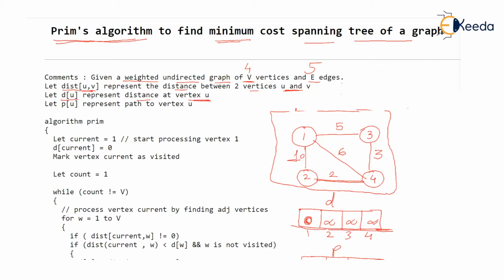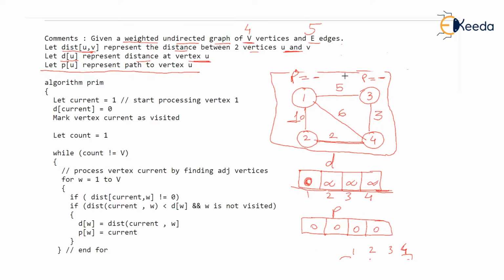Also notice, let p[u] represent the path to vertex u. You recall for every vertex we had a variable called p, and p was null in the first step. For every vertex, path was null. So this can be modeled by using an array called p. This array is also going to have 4 elements as there are 4 vertices, and all the elements of p are 0, that is null.